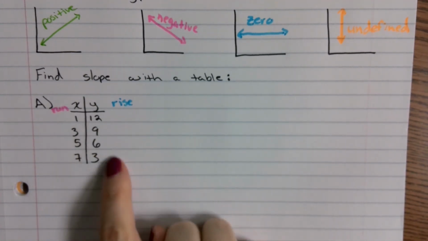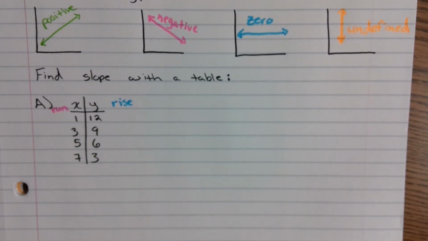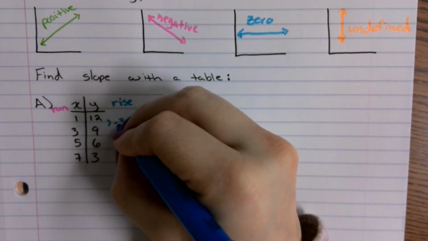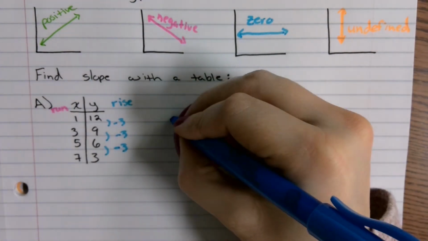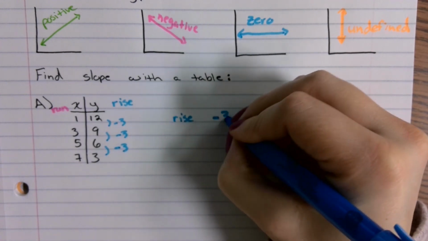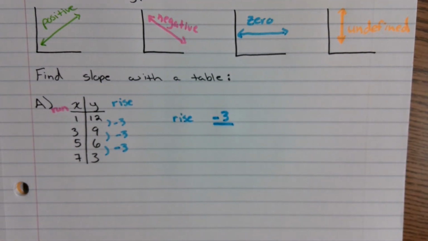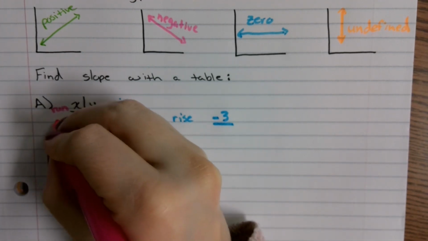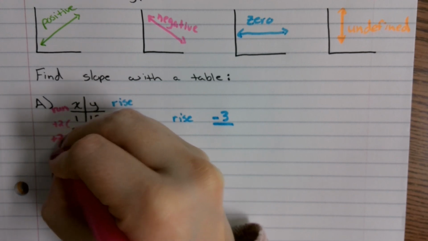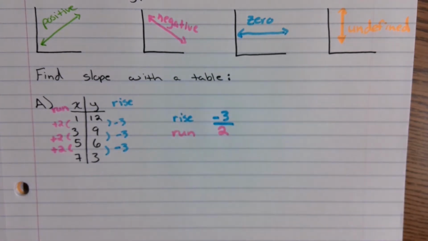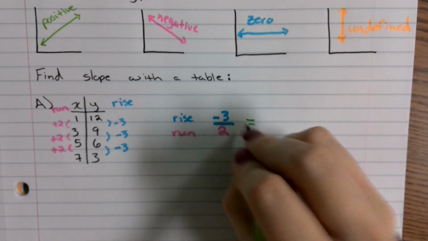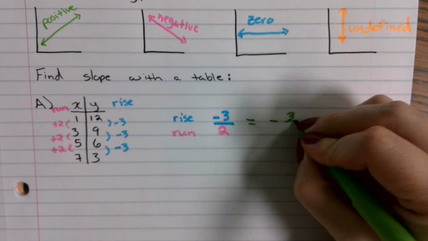So what's my rise here for the y? Connor? -3. Every single time I'm decreasing by 3. So my rise in this case is going to be a -3. What's my run? A +2. Every single time I'm increasing by 2. So my run is a +2. So can't simplify that, so your final answer is just a -3/2.